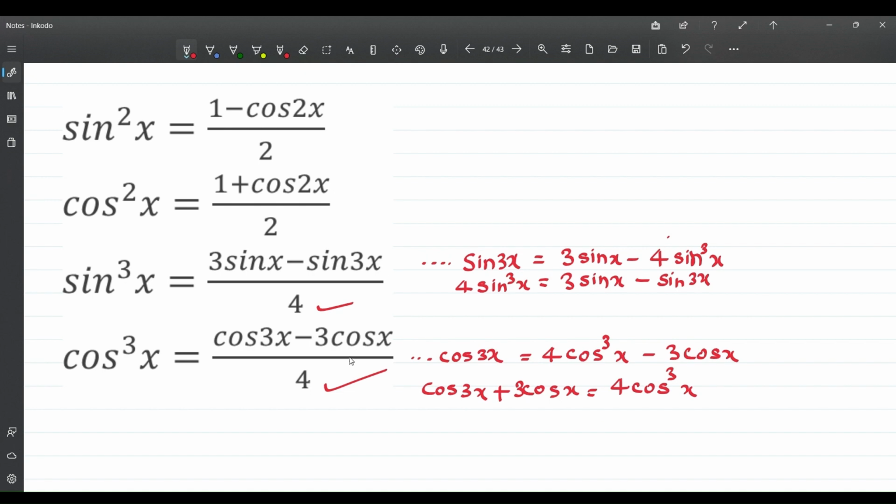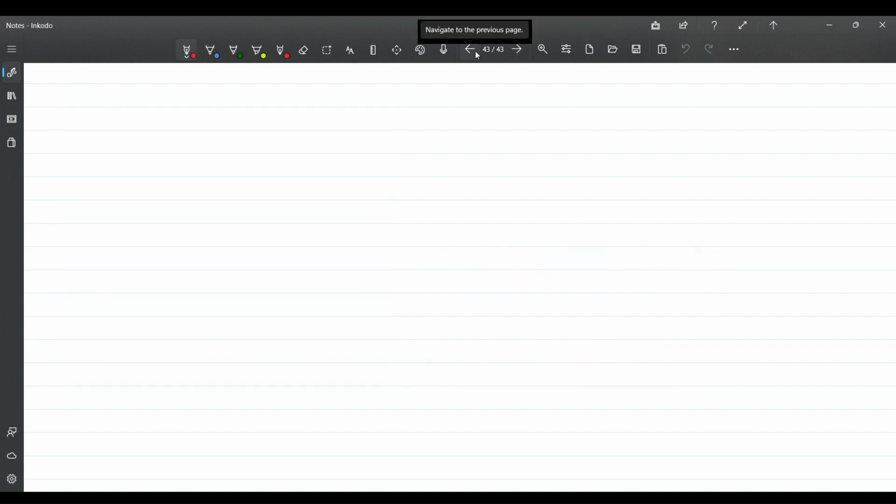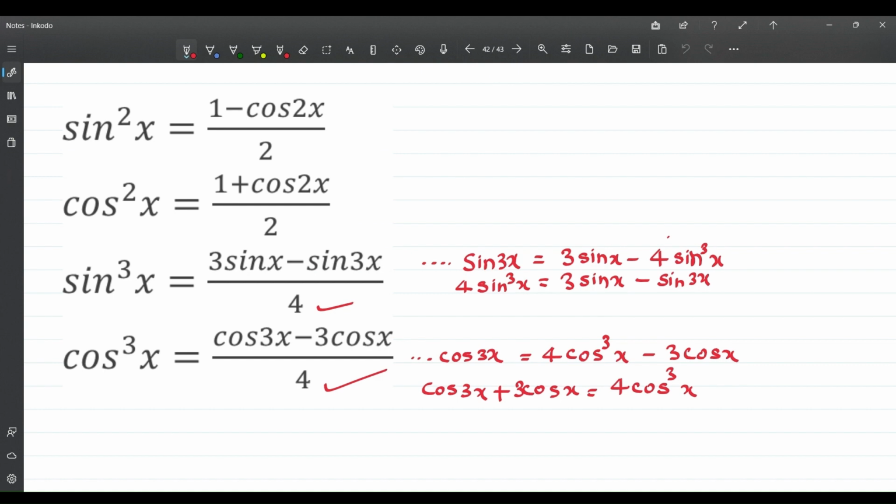So in this way, we have to know sine square as well as cos square, and sine cube as well as cos cube. Now these examples are for 4 marks. Okay. Now we'll see some examples. These are some important formulas for trigonometric transformation.